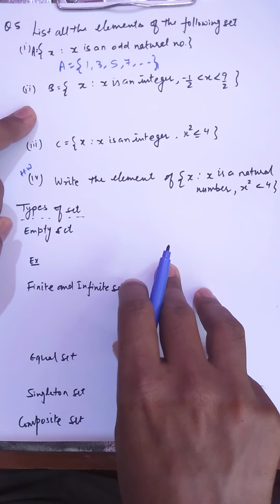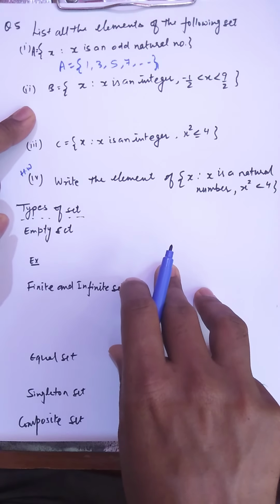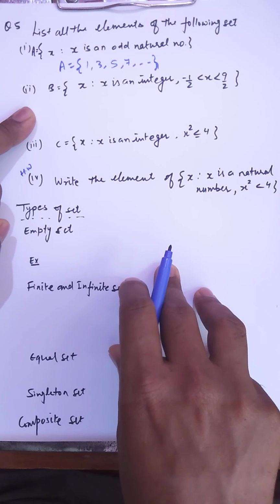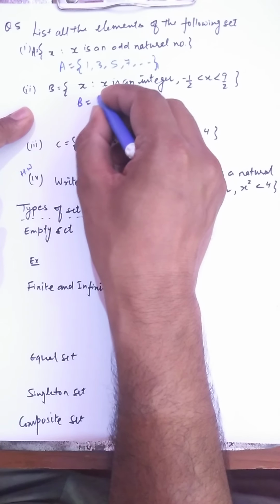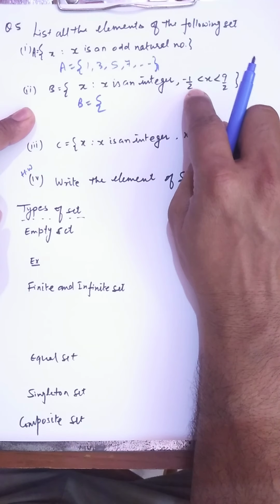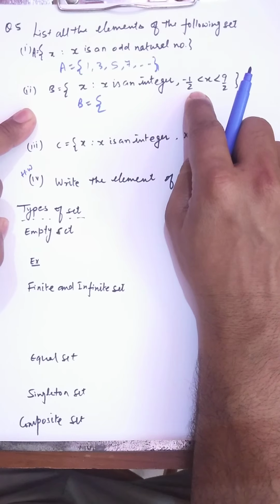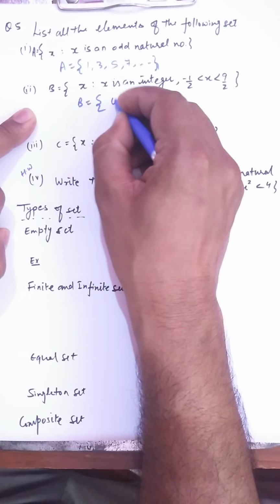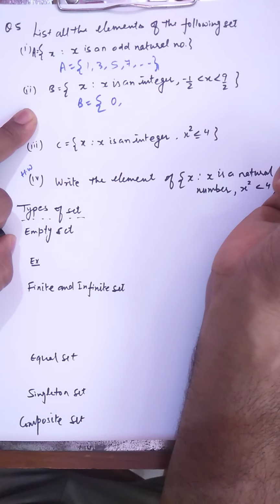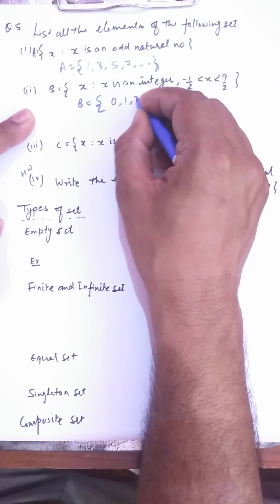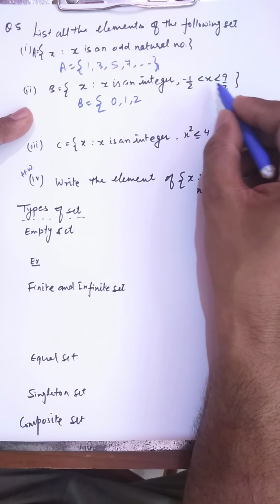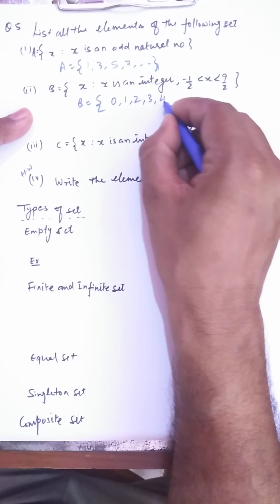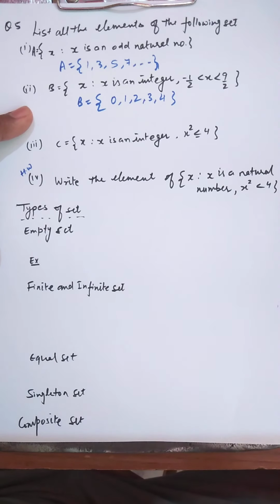Now you come to set B. That B says x is an integer and this is greater than -1/2 and less than 9/2. So B, you can write this -1/2 is minus 0.5. So greater than that will be 0 first, which is an integer, then it will be 1, 2, and 9/2 is your 4.5. So less than 4.5 the integer is 4. So you have this list 0, 1, 2, 3, 4.